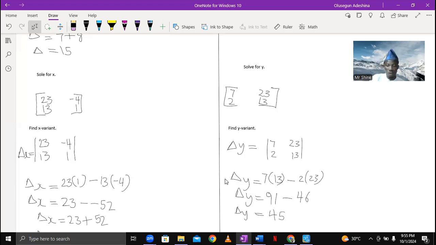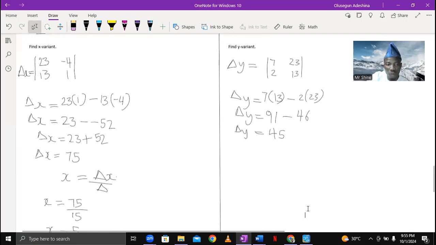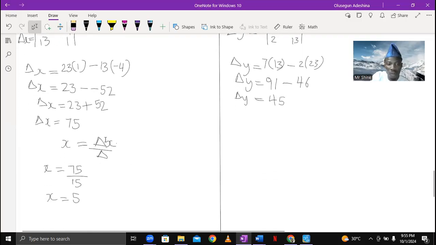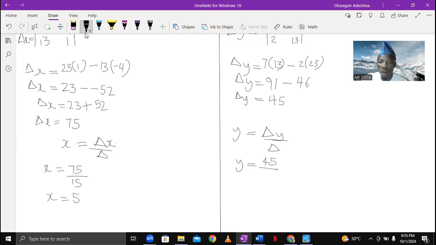So who can tell me what we have to do next? Okay. What we have to do next is the same thing we did when we were solving for x. Look at it. It's still here on the screen. So we are going to find y now by using this working formula. Y will be equal to change in y over the general change. So y will be equal to the change in y, or y determinant is 45 over the general is 15. We don't need to go back up there.